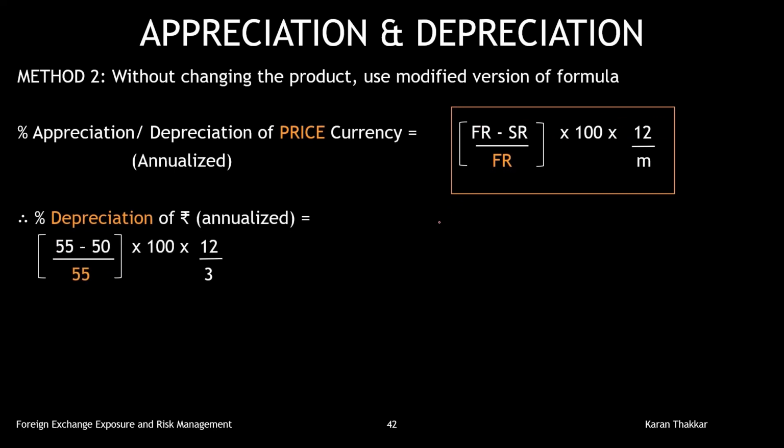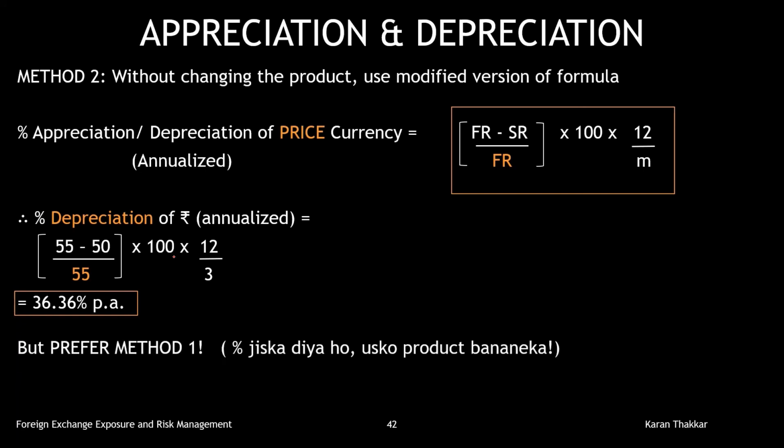So now when we make use of the formula, what we get is forward rate 55 minus 50 upon 55. So this is the forward rate into 100 into 12 by 3, and we should get the same answer of 36.36% per annum. So depending on the question and which method suits you best, you can choose. Personally, I would prefer method 1, because yes, it is a long method, but you only have to remember one formula, which is the ordinary formula of any percentage change.